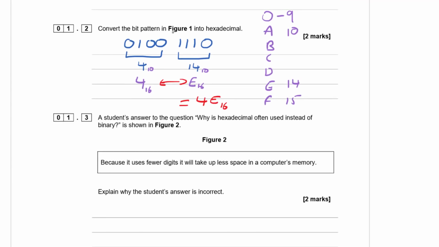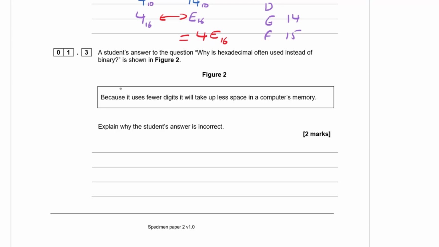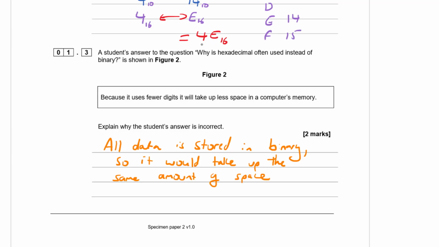Binary doesn't look very appealing to us as humans, but hexadecimal is slightly better and shorter to deal with. But for a computer's memory, it's got nothing to do with hexadecimal. It never uses hexadecimal directly. It's all done in binary. So all data is stored in binary, so it would take up the same amount of space. As in, if you're going to represent this hexadecimal number, it would just get converted back to the bit pattern to store it in memory.